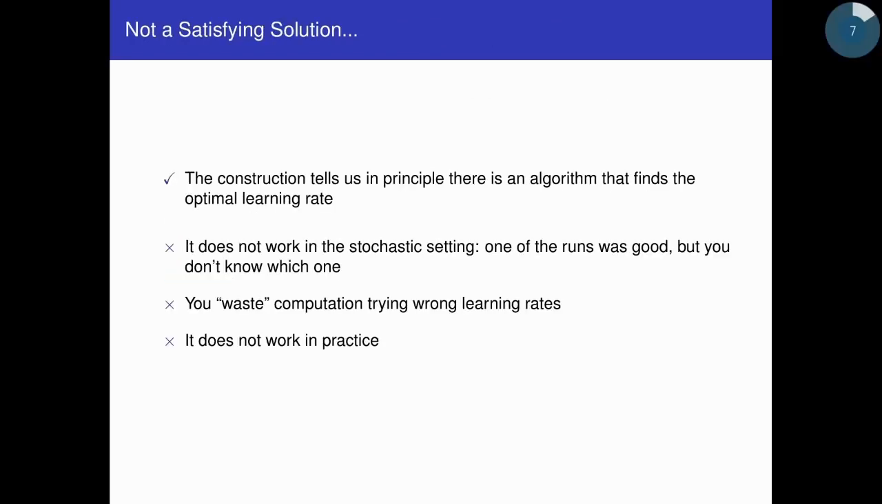Now, this is a fantastic construction because it tells us a very important message. The message is that the problem we are trying to solve is possible, it's solvable, at least in the batch setting.